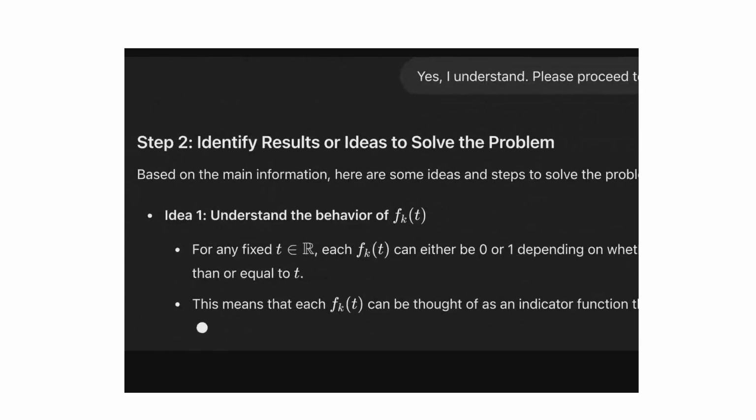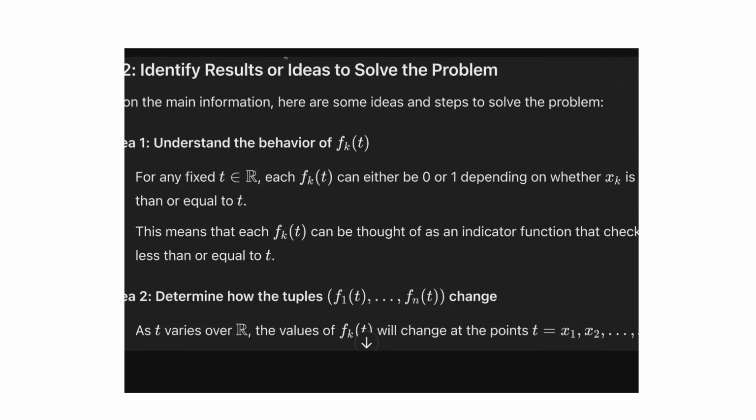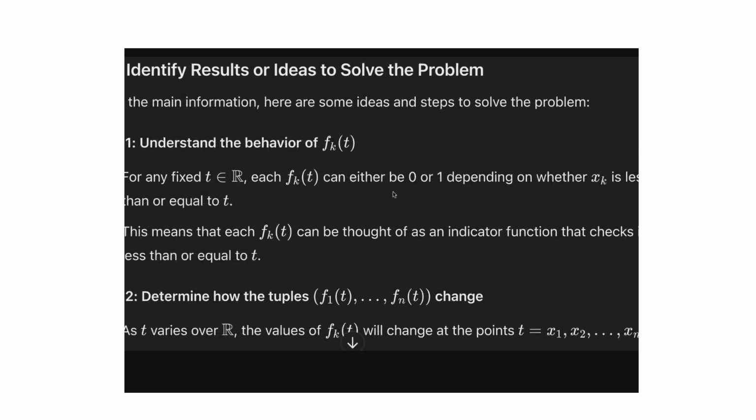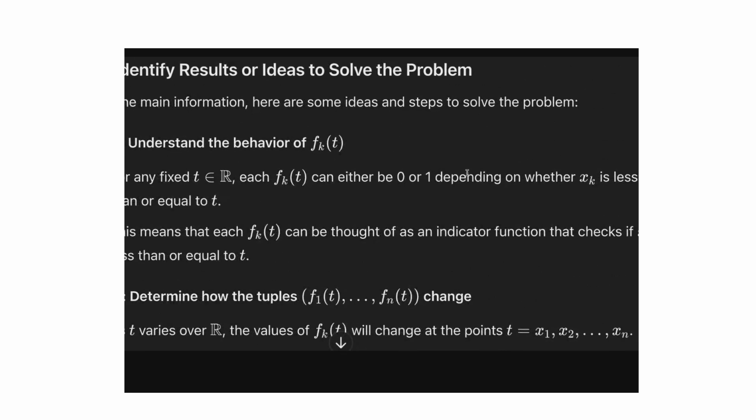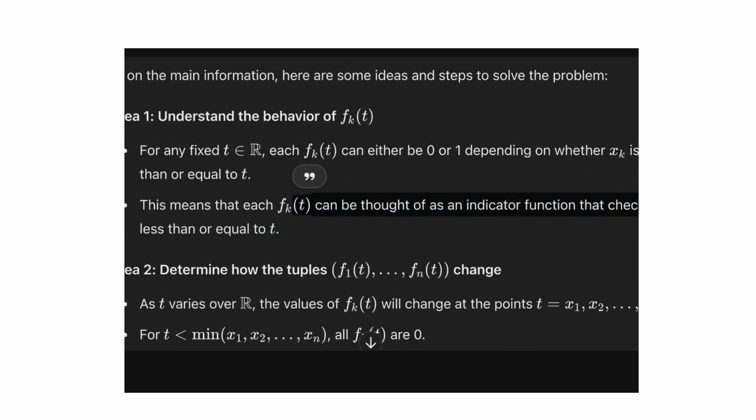So identify, this is important. Identify the key results or ideas to solve the problem based on the main information. Here are some ideas. Idea 1: understand the behavior of f_k. Very good. For any fixed t, f_k can be either 0 or 1 depending on whether x_k is less than t. So this means yes, it's right. What it gives me is the idea to draw the graph of the problem, to see how f is actually behaving. It's focusing on 0 and 1.